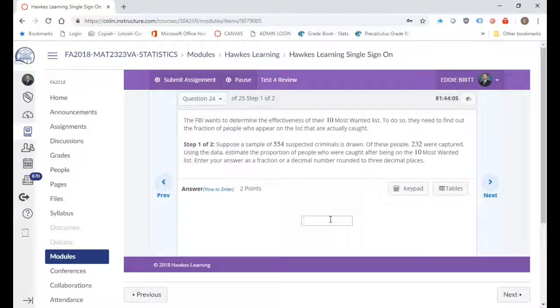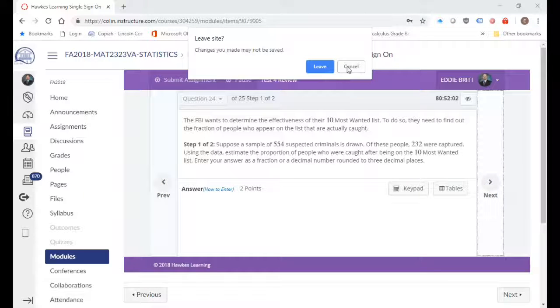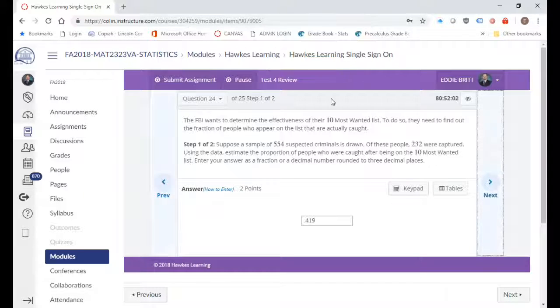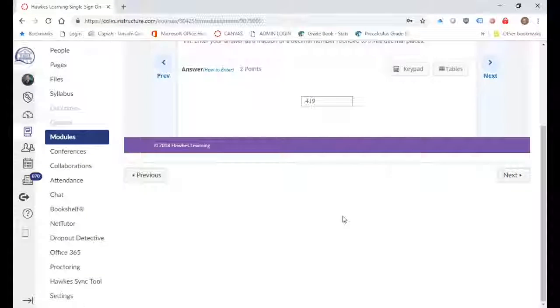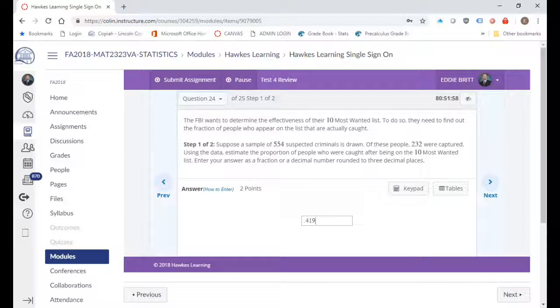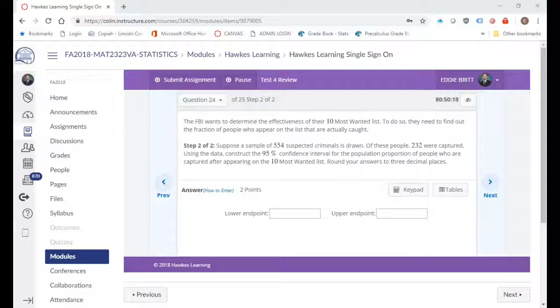You say 232 divided by 554, and you'll get a decimal. When you round that to 3 places, it's 0.419. Now on to step 2 of this problem. So now they want us to actually construct the 95% confidence interval for this population proportion.